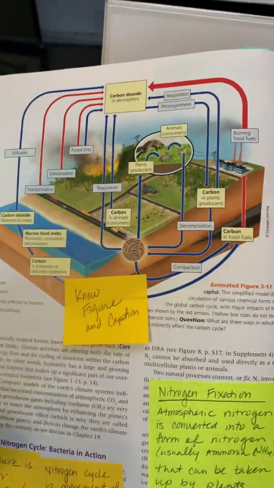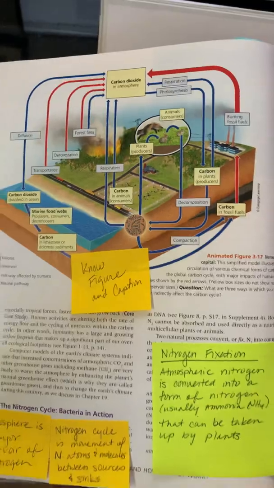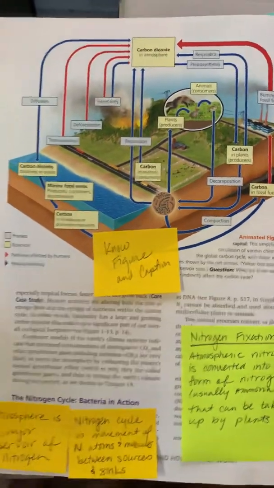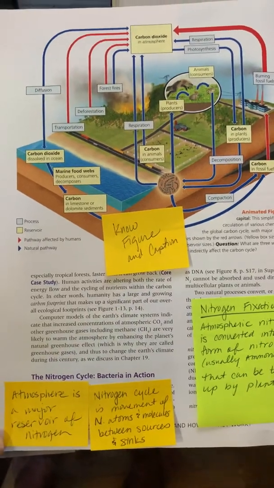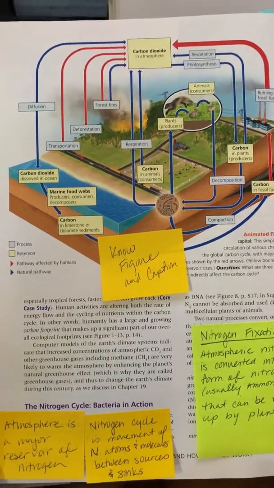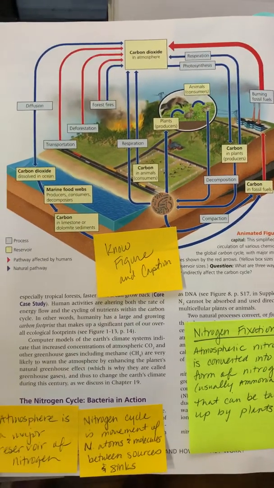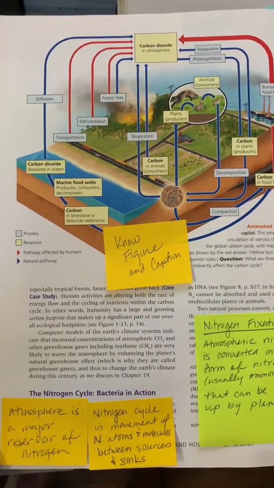All right, so this diagram is the carbon cycle. So again, just like with the other ones, make sure you know this diagram, because it's talking about the natural processes, and then it also looks at things that humans are doing to impact those natural processes. So make sure that you are able to explain the different parts.